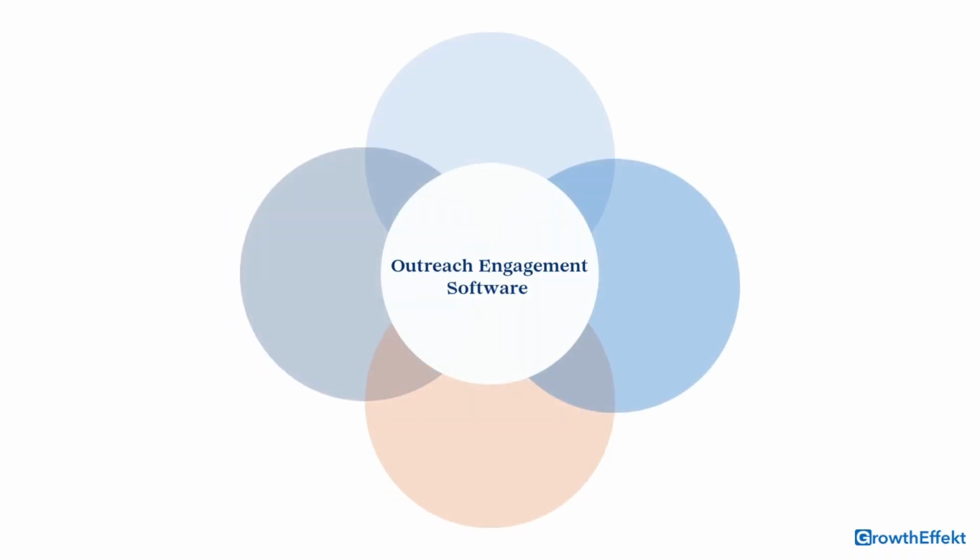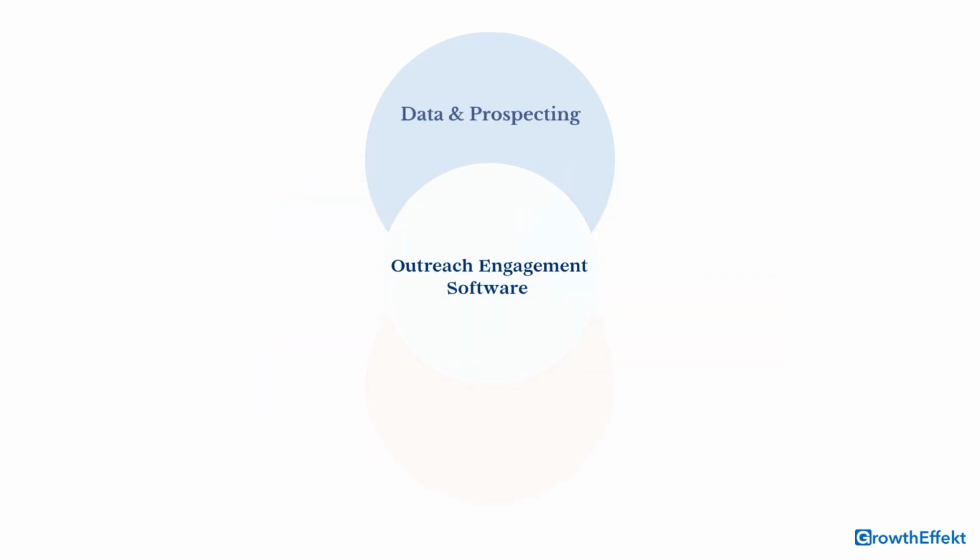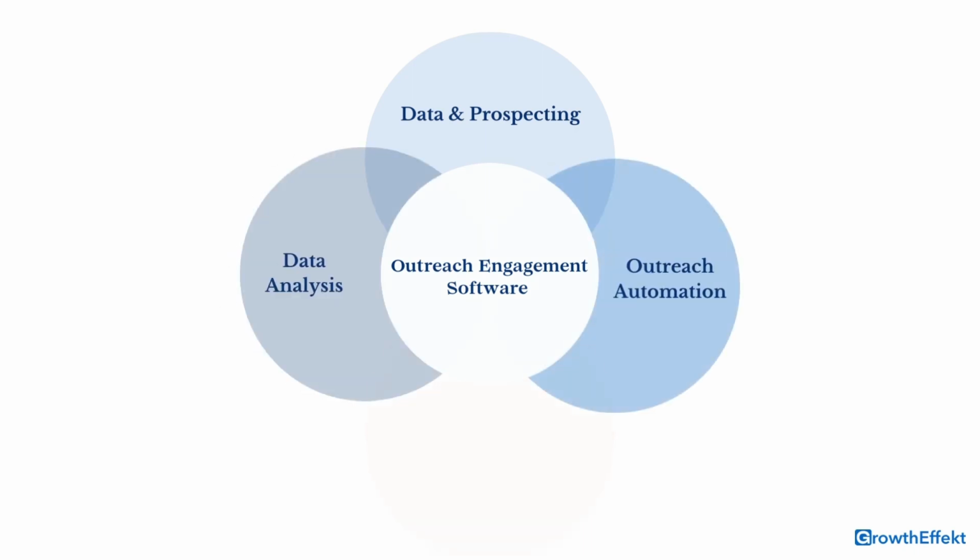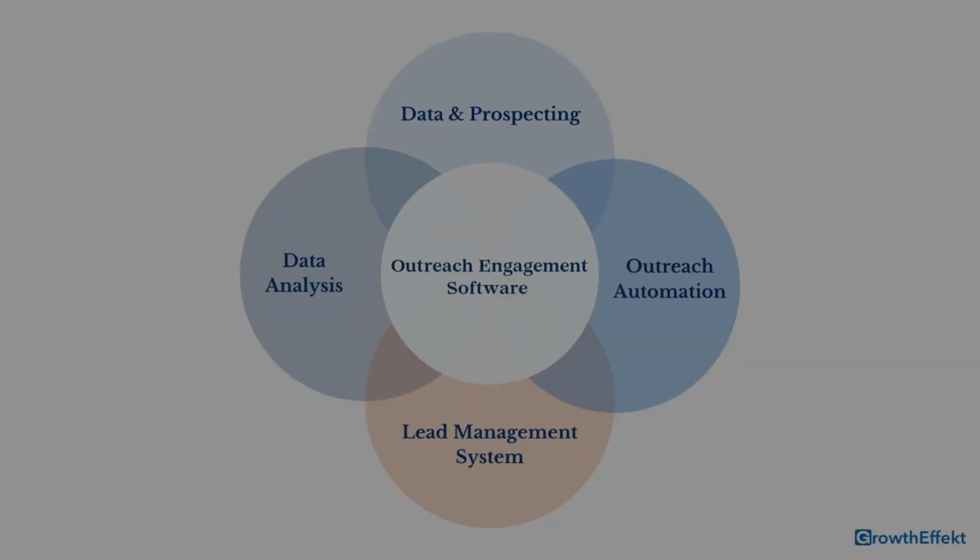Since the main goal of this video is to explore our software capabilities, let's stop here for a moment. This Venn diagram visualizes the four core elements of our software. It's data and prospecting, outreach automation, data analysis, and a lead management system.